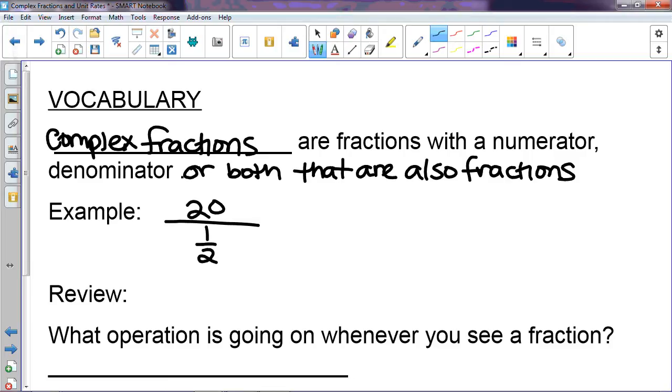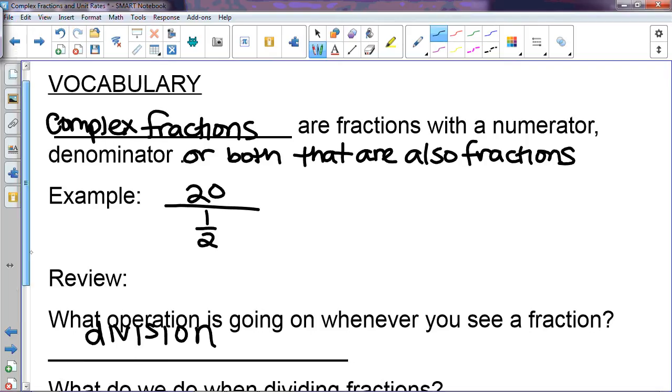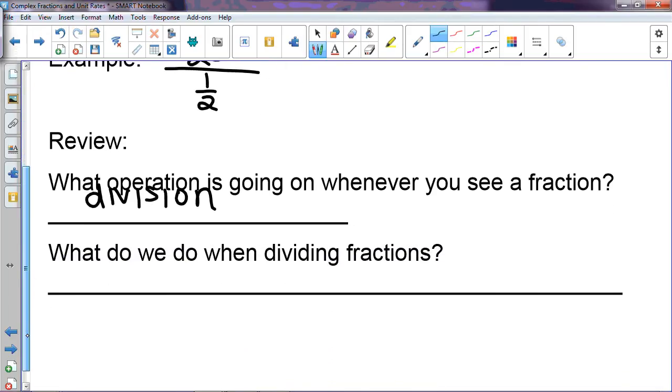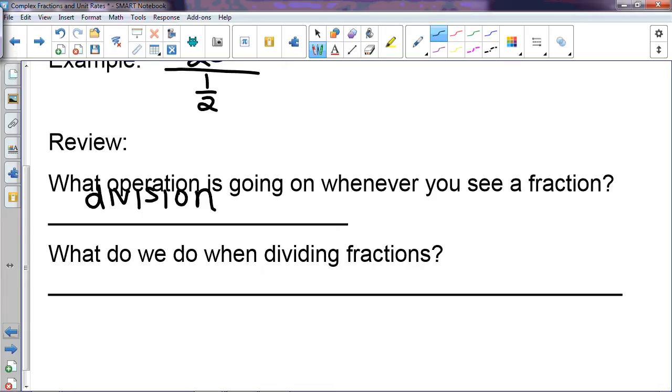One thing that would really help you throughout the year: whenever you see a fraction, the first operation that should pop into your mind is division. So what operation is going on whenever you see a fraction? Division. So, now that we've watched the video, what exactly do we do when dividing fractions? Well, we keep, change, flip.